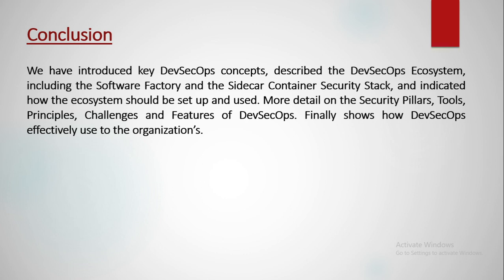Therefore, we used two most important papers. One is written by the CSA group, which refers to the six pillars of DevSecOps security, and the other was introduced by the Department of Defense, which is also about DevSecOps security.